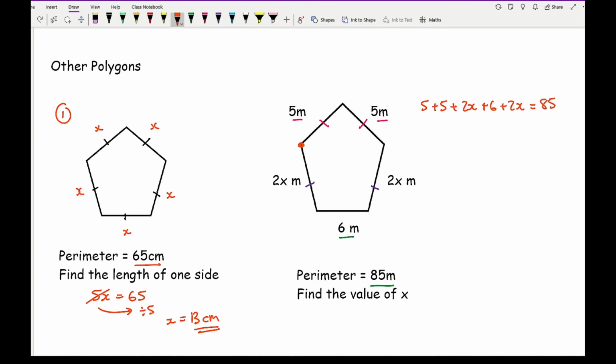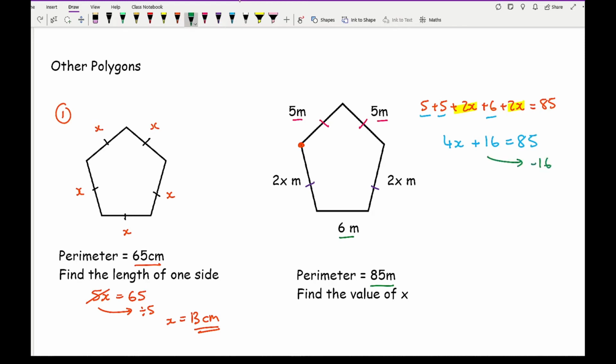Now, just like I said earlier, it's always important that if it's a 5-sided shape, make sure that you've got 5 things labelled, just so that you don't make a silly mistake by missing a side out. So now if I collect the like terms, collecting the x's together, I've got 4x plus, and then 5 plus 5 plus 6 is 16 equals 85. So then all I've got to do now is solve this equation.